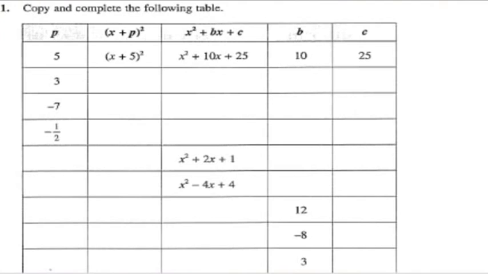I have the following table where I have my p-value. The next column represents (x + p)², so what it would look like in factored form. The middle column shows my expanded perfect square trinomial. I have my b value and my c value in the final two columns.